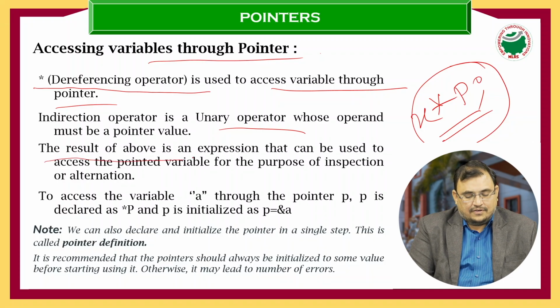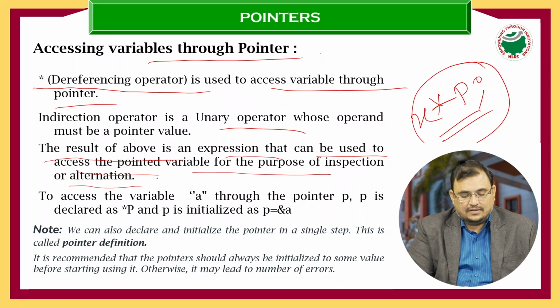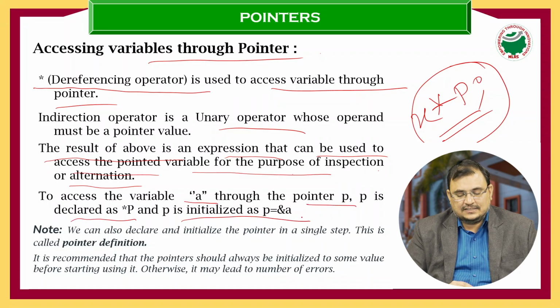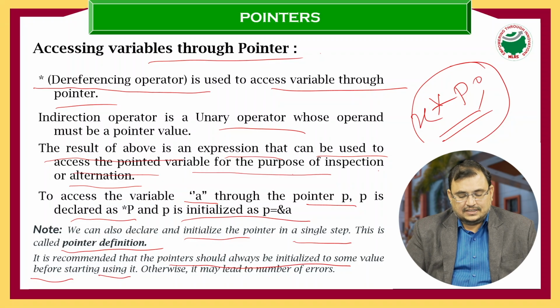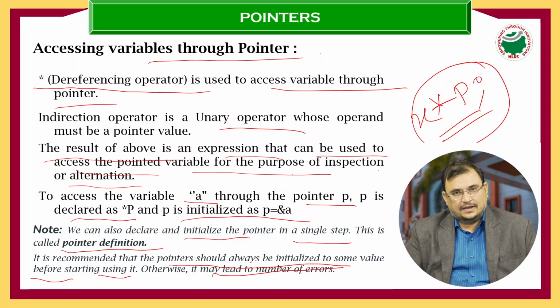The result of the above expression can be used to access the pointer variable for the purpose of inspection. To access the variable a through the pointer p, p is declared as star p and initialized as p is equal to ampersand a. We can also declare and initialize the pointer in a single step. This is called pointer definition or pointer initialization. It is recommended that a pointer should always be initialized to some value before using it, otherwise it may lead to a number of errors.